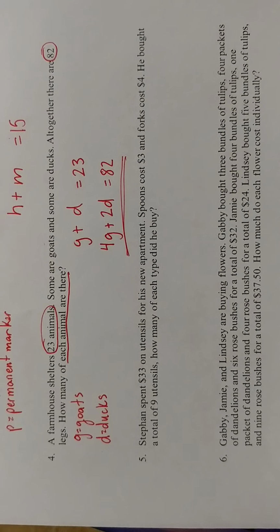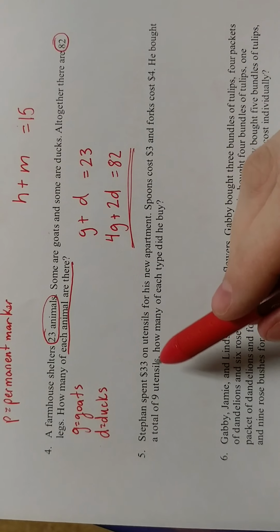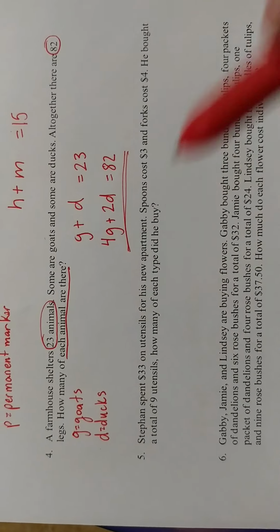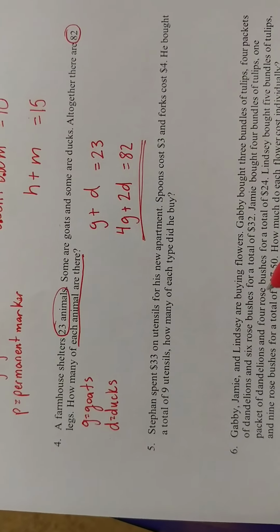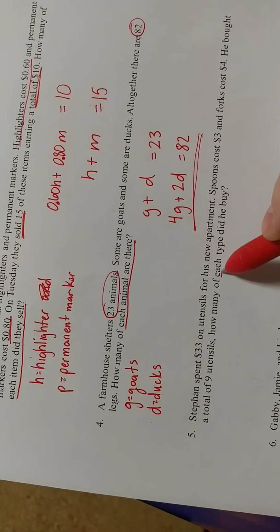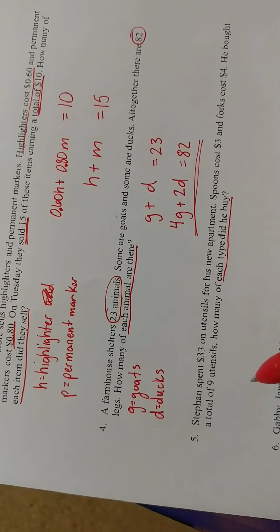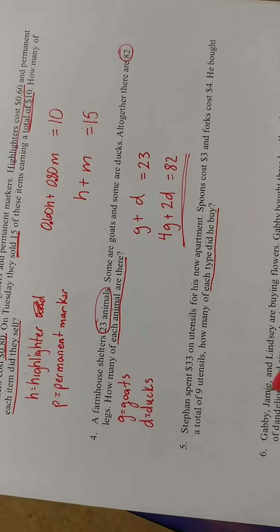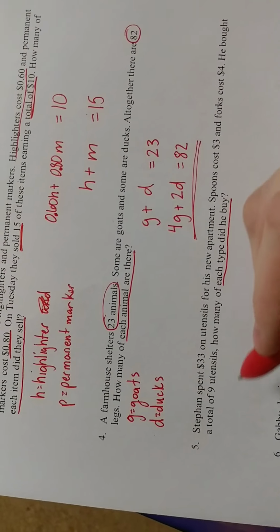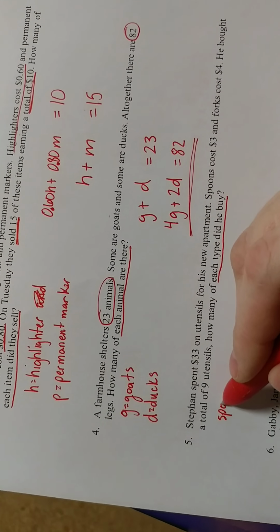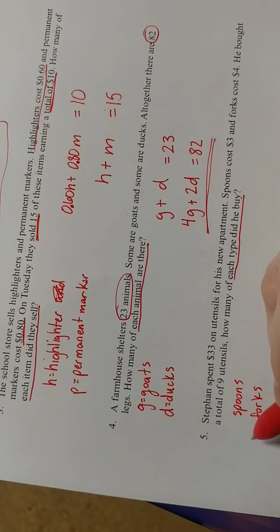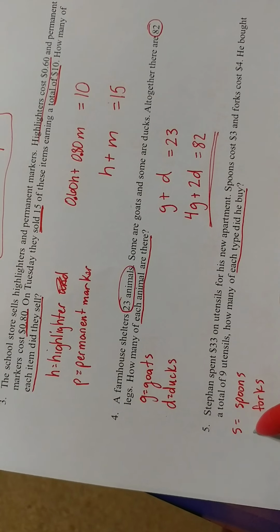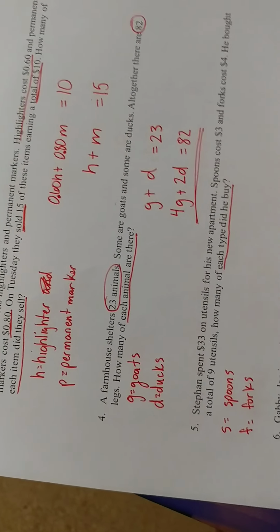Okay, last one on number 5 that we're going to practice together. It says Stefan spent $33 on utensils for his new apartment. Spoons cost $3, forks cost $4. He bought a total of 9. How many of each type did he buy? Tells you what we're looking for. Each type. Type of what? What's discussed in the problem. We have spoons talked about in the problem and forks talked about in the problem. We'll call spoons S. We'll call forks F.